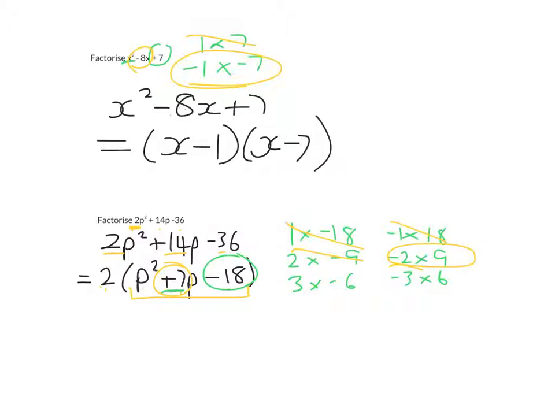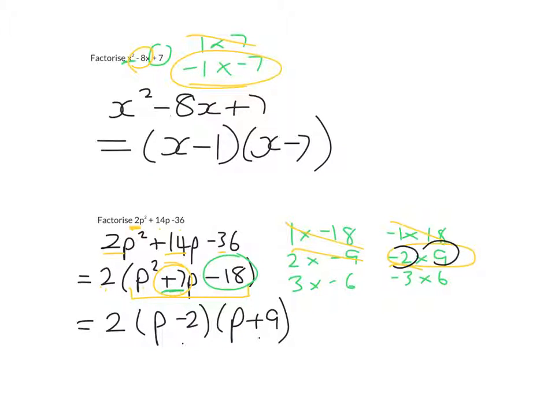9 take away 2 is 7, which tells us that this will be equal to 2. What we do is leave the 2 out the front, and we just write our 2 brackets. So it's going to be p take away 2, and p plus 9, and that will become the answer for that one. So the negative 2 bracket comes from there, and the plus 9 comes from there. Okay, let's look at the next one.